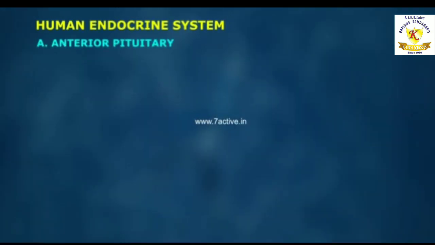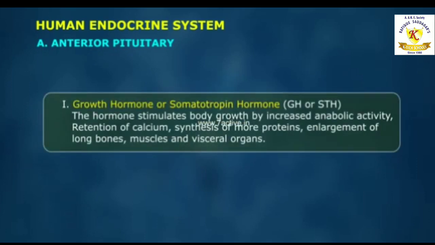Anterior pituitary. Growth hormone or somatotropin hormone. The hormone stimulates the body growth by increased anabolic activity, retention of calcium, synthesis of more proteins, enlargement of long bones, muscles, and visceral organs. So, this is the hormone secreted by anterior pituitary gland.